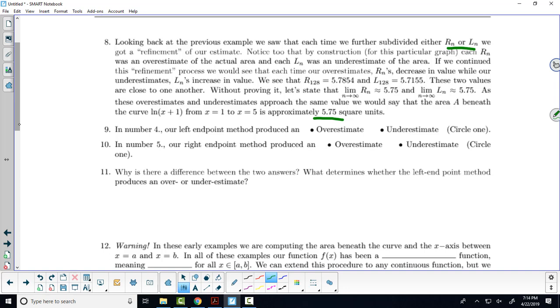Okay, go ahead and answer numbers 9, 10, and 11. Jesse already asked the question. Okay, so now I'm formally asking it. One of these was an overestimate, one was an underestimate, and I want you to talk about why that was the case. So talk with your group.